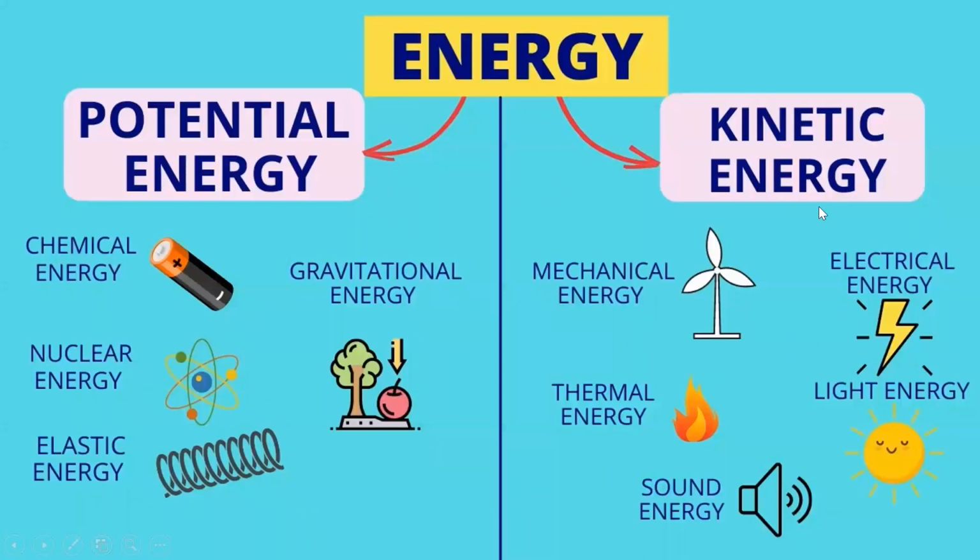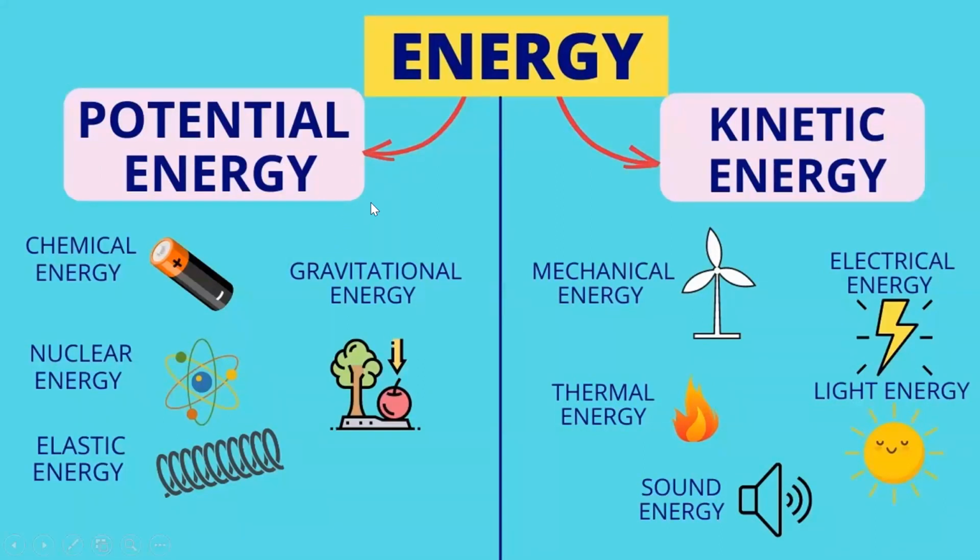In fact, energy can be classified mainly into two basic forms, which are potential energy and kinetic energy. Energy could be stored, or it could be mobile, kinetic, or moving. The first one is stored energy, such as gravitational potential energy, chemical potential energy, nuclear potential energy, or elastic potential energy.